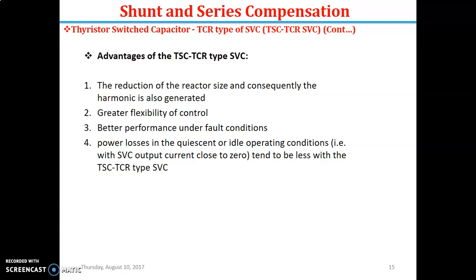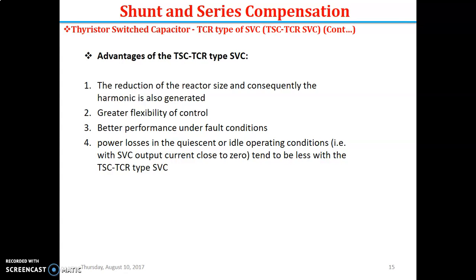So instead of keeping the reactor size equal to the total maximum capacity of the TSC, we are having the reactor size equal to only one step size of the TSC. So stepwise here we can control, and our reactor size is reducing. Consequently harmonics are also generated, but those harmonics will be less here, and for that we will require to separate the harmonics, and we have to use the harmonic filters.